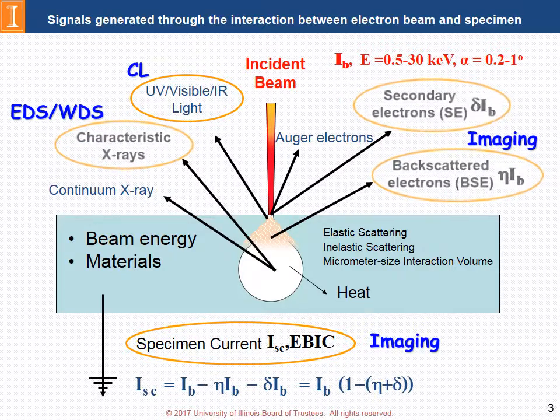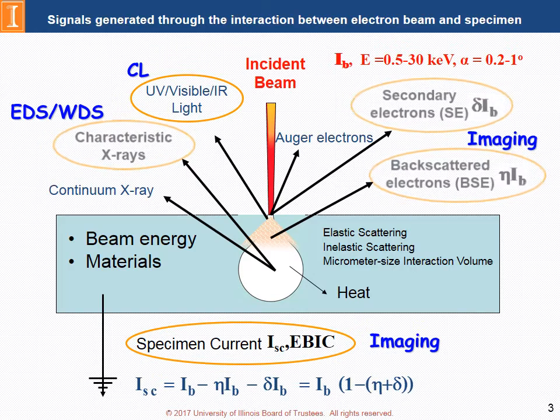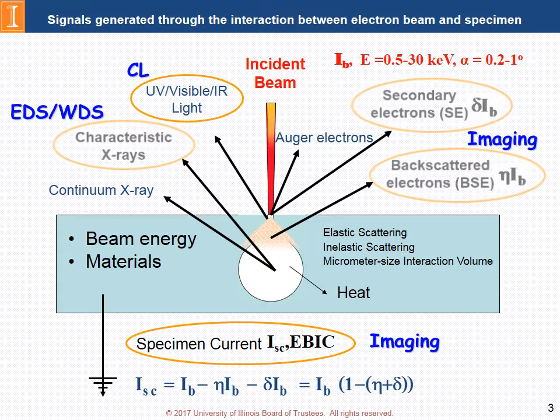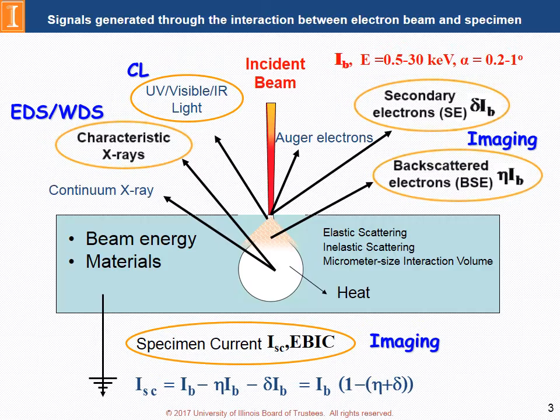So the most commonly used signals by SEM are the secondary electrons and backscattered electrons for imaging, and characteristic X-ray for composition analysis. These three can be found on most SEMs.